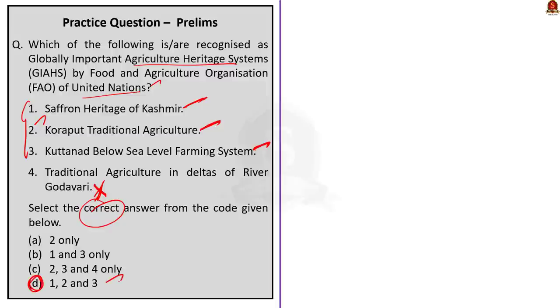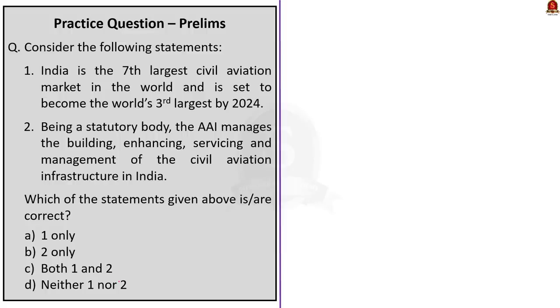Moving on, let's take up the fifth question. Consider the following statements. Let's take up the first statement. India is the 7th largest civil aviation market in the world and is set to become the world's 3rd largest by 2024. Yes, this statement is correct. According to International Air Transport Association, India is the 7th largest civil aviation market in the world and it is set to become world's 3rd largest by 2024 by overtaking United Kingdom. So statement 1 is correct.